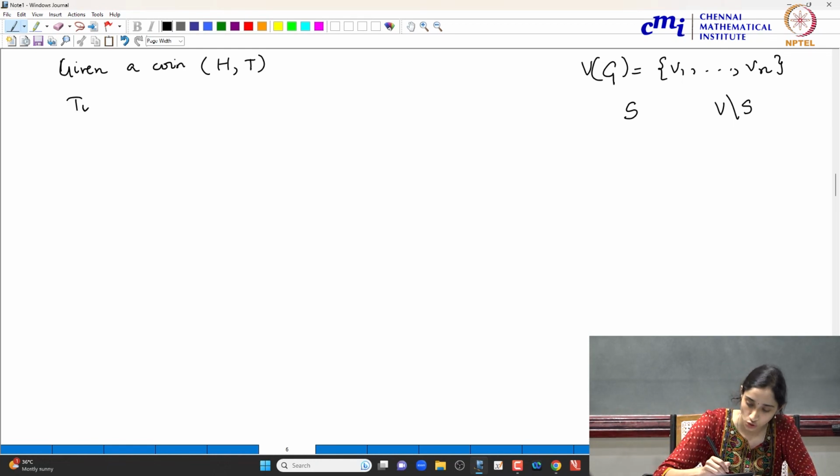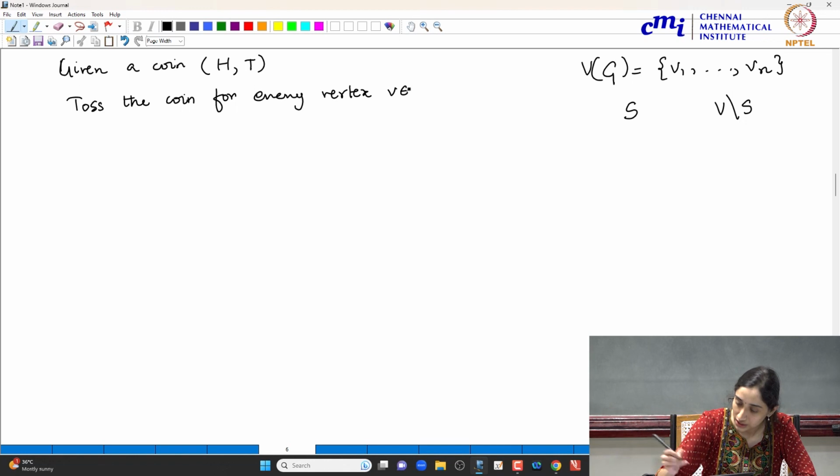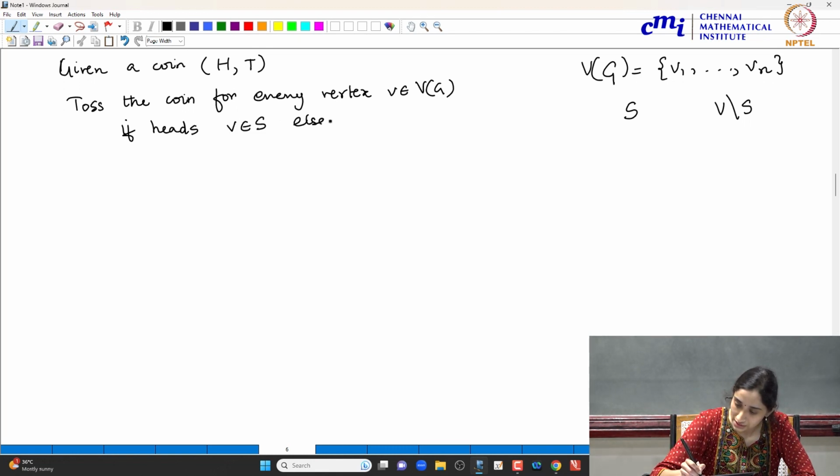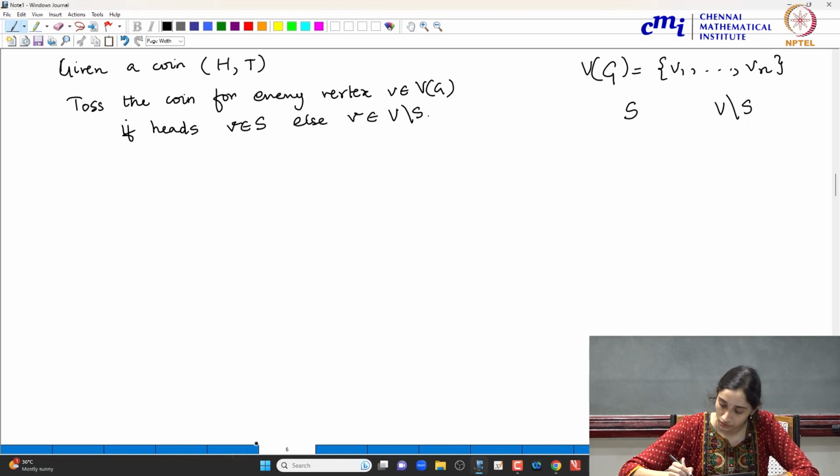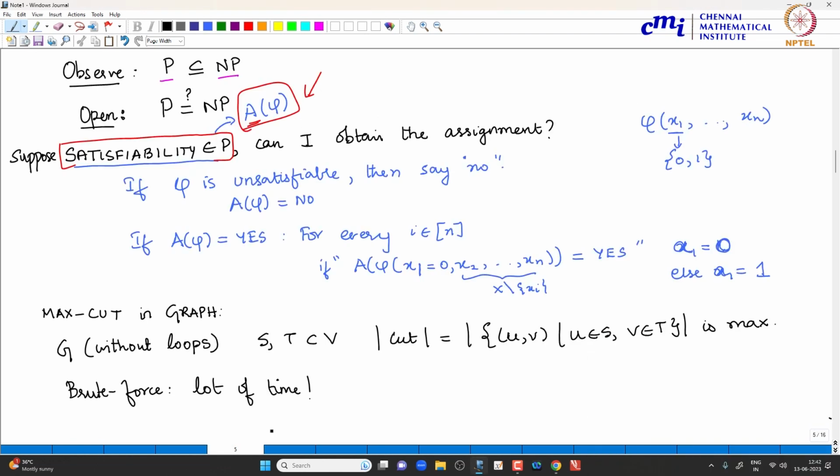Every vertex, toss the coin, and if you get heads, put it into S. Okay, so let's do that. So toss the coin for every vertex V in V: if heads, V is in S, else V is in V minus S. It's a simple algorithm. I've tossed the coin n times. Now I have an S and a T, right? So my T is V minus S. These two sets are there.